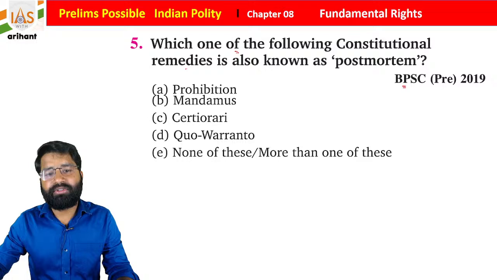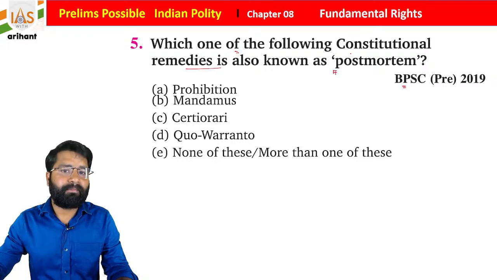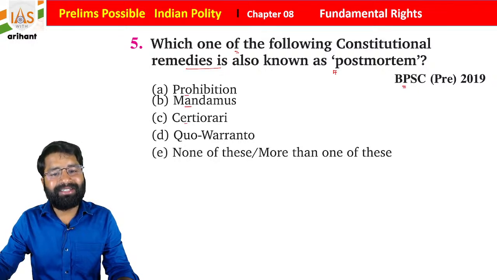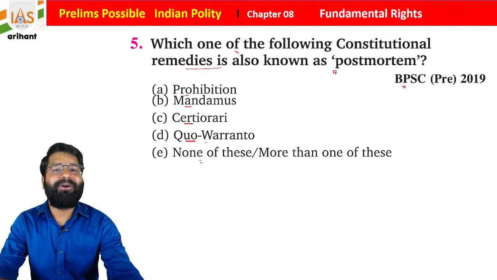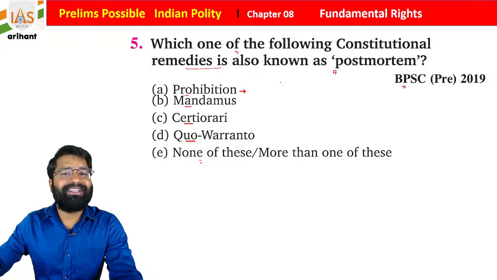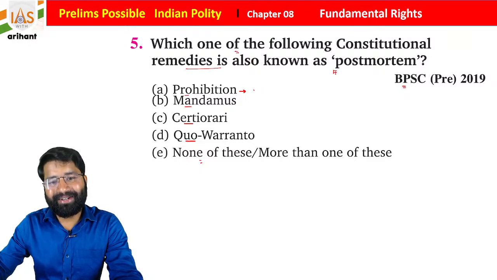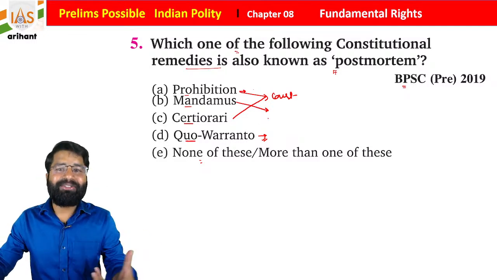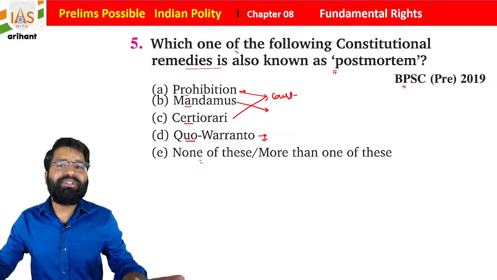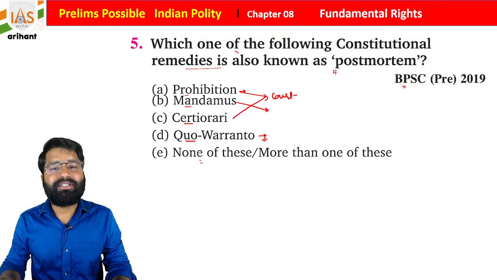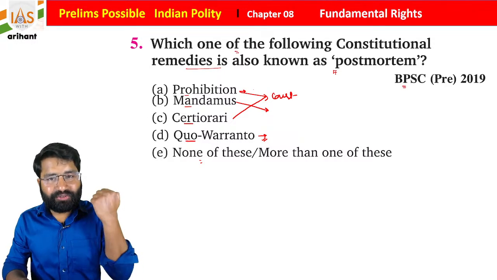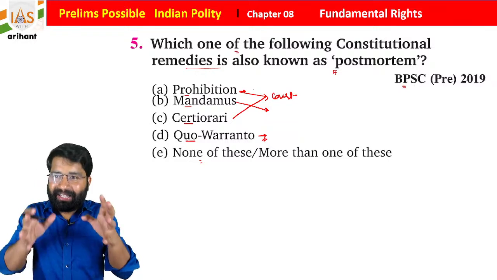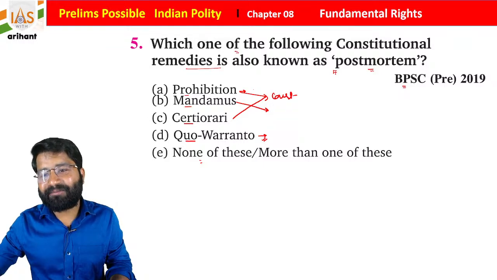Now, this question was in Bihar PSC 2019. Which of the following constitutional remedies is known as post-mortem? Prohibition, mandamus, certiorari, quo warranto, or none of the above, or more than one of the above, students. As you know, prohibition and certiorari are both issued for courts, and mandamus is basically for any administrative official. Quo warranto is issued if someone got a government job or any post by producing fake documents. In that case, when quo warranto is used, his background is going to be checked, and that's why it is called post-mortem.